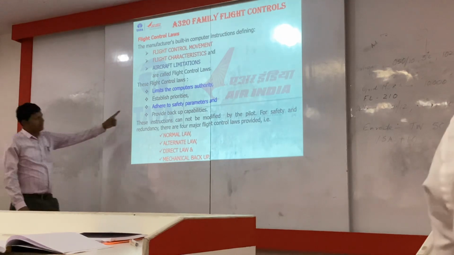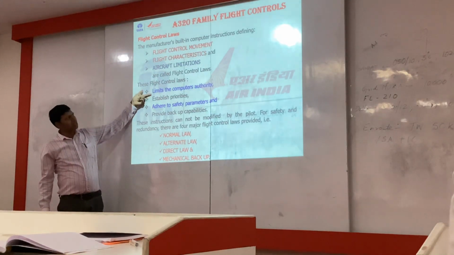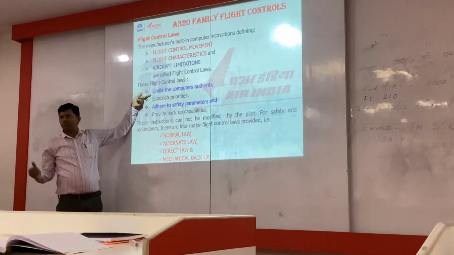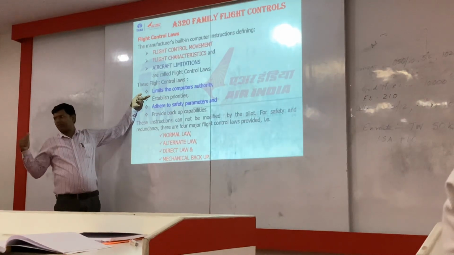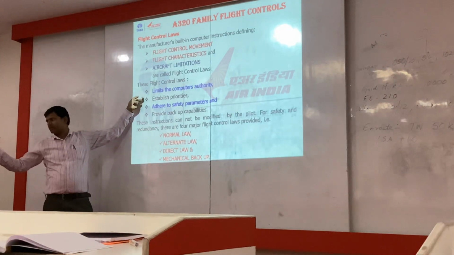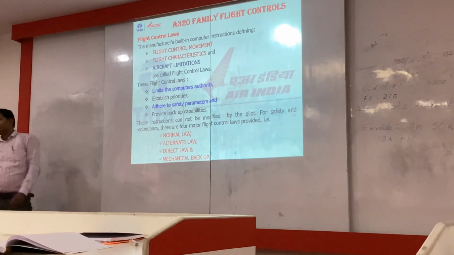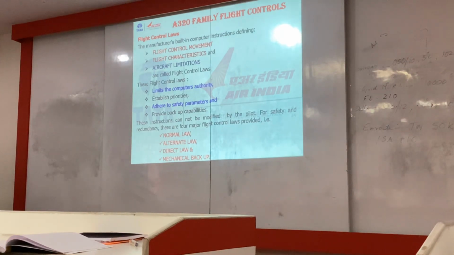These laws basically limit the computer authority. Whatever input you are giving, that particular computer will act based on the requirement. Establish priority. Even there is a priority setup, for example roll and spoilers. So roll priority is over the speed brakes. First the roll inputs will be allowed, then the speed brakes.